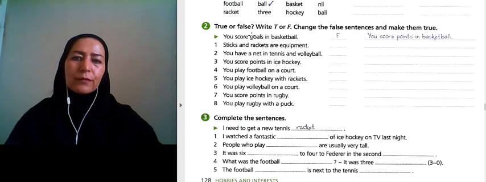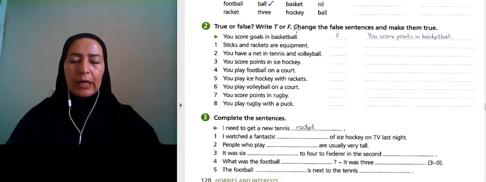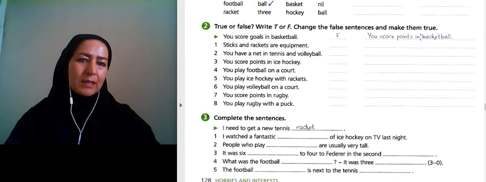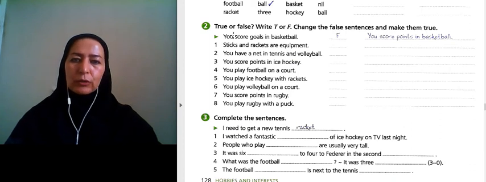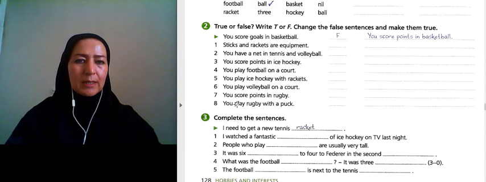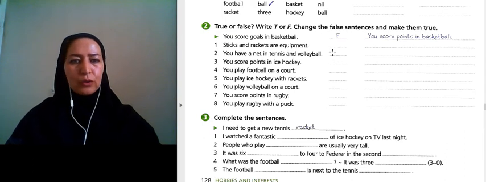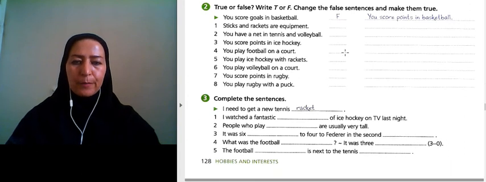Okay, true or false, write T or F. T for true, F for false. Change the false sentences and make them true. You're going to read the sentences. If there is any wrong sentence, you're going to make it correct and write it here. If it is true, just write T here.